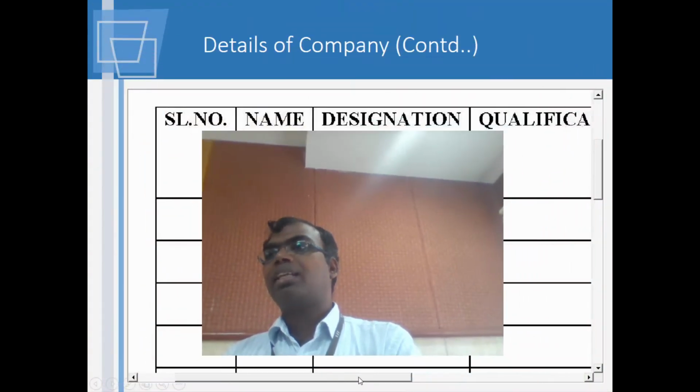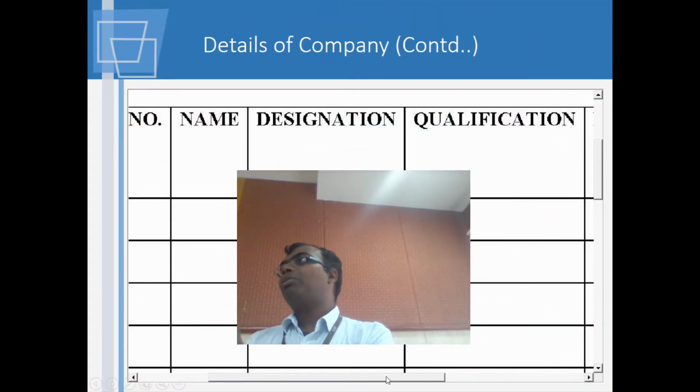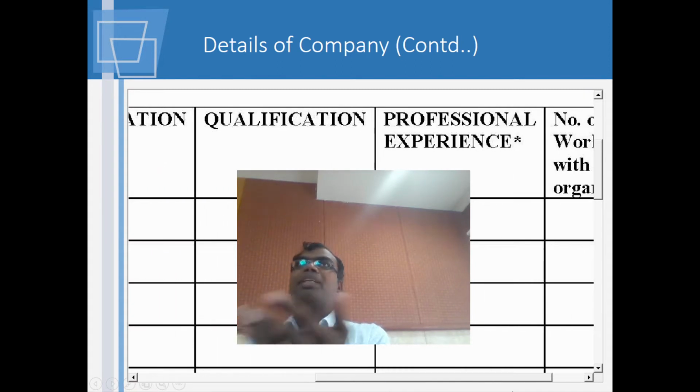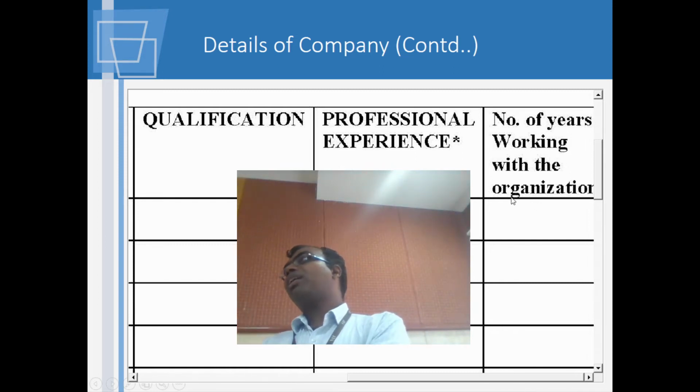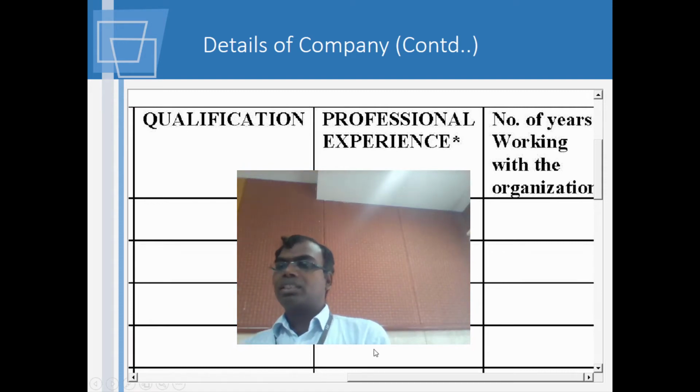The reason is you would have already furnished this information: serial number, name, designation, which might most probably be site engineer. So you will say you got a BTech, and professional experience, you may even be a fresher, but that might not be a big deal. And number of years working in the organization, here again they'll have to be putting your name as fresher. So this is the amount of importance which is attached to the number of people whom you are committing to the job. Even before the job is started, you are going to commit that these are the people who will be working for that particular organization.